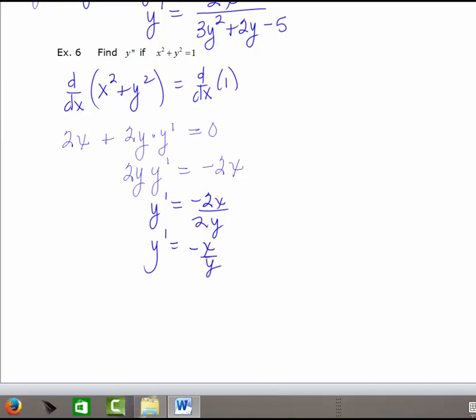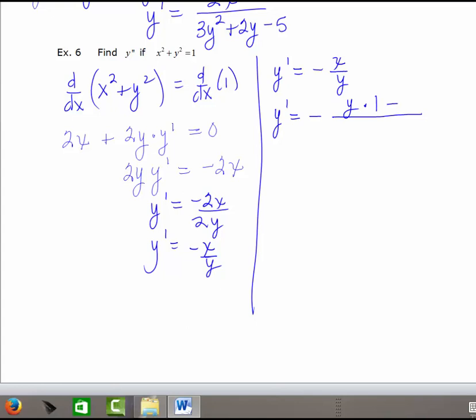Okay. Now I want to take the second derivative. So if I know y prime equals negative x over y, I want to find the derivative of the derivative. So I'm going to use the quotient rule. So we're going to have negative, it'll be bottom times derivative of the top, which is 1, minus the top times derivative of the bottom, and the derivative of y is y prime, all over y squared.